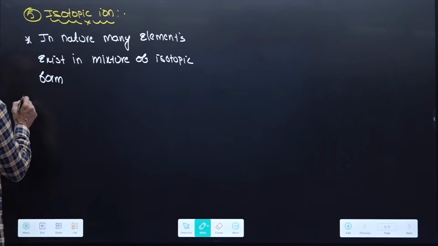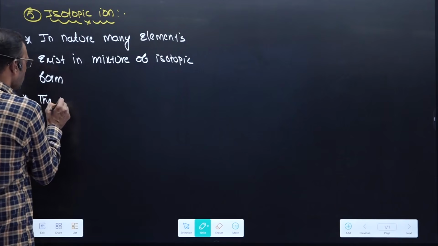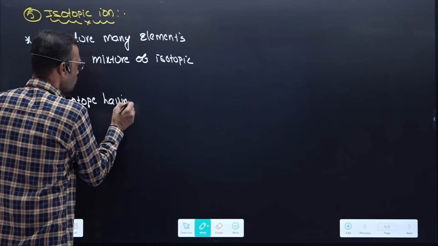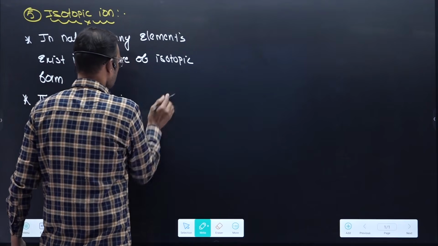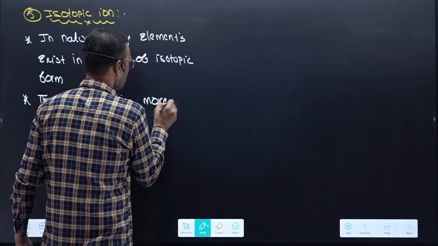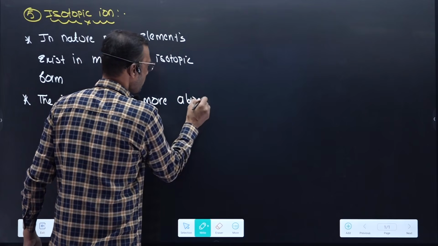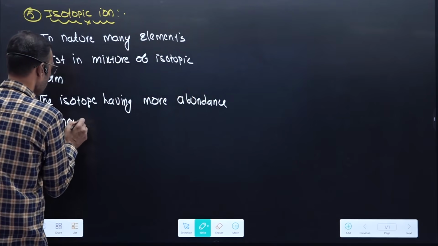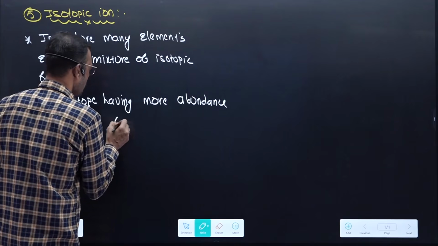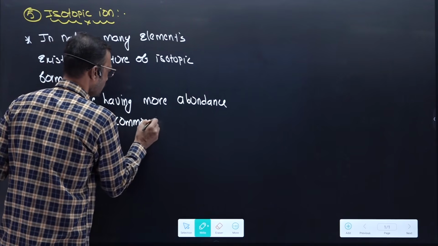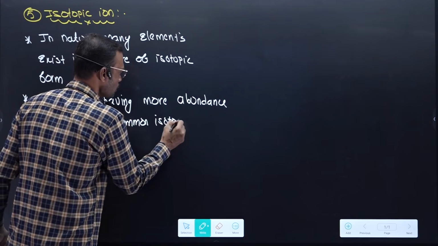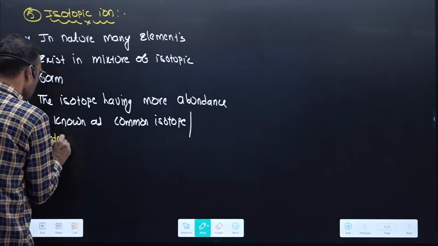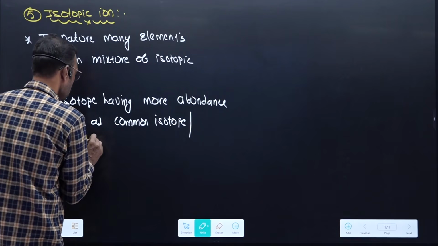Okay, so the isotope having more abundance is generally known as the common isotope. This is also called the lighter isotope. This point you remember: lighter isotope and heavier isotope.